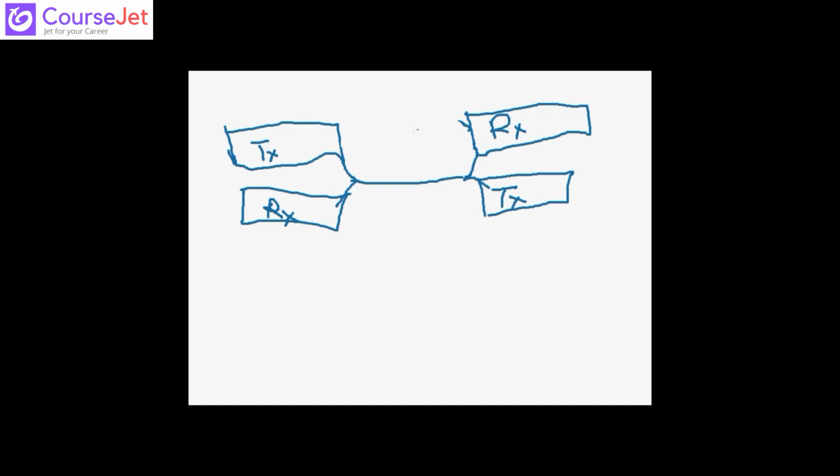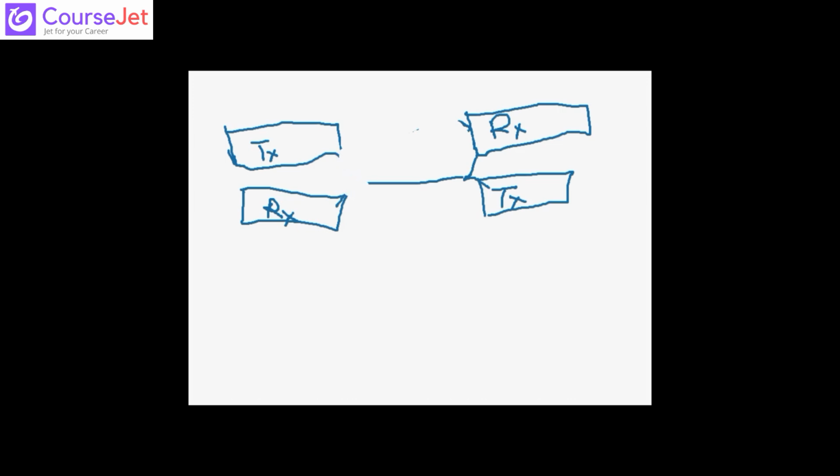Like you have walkie-talkies. If I am transmitting, all the others will be able to receive the signals, but we can only use one at a time. Now the last one is full duplex. This is half duplex, and this is full duplex.